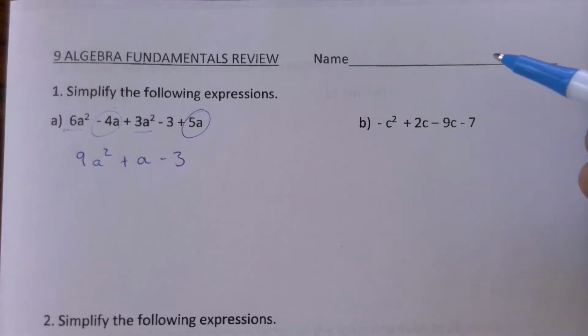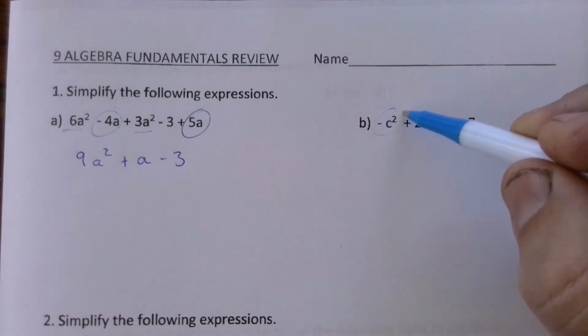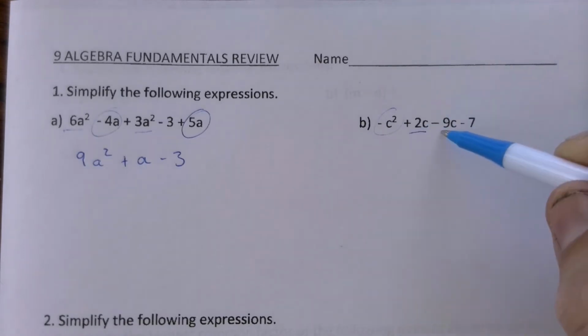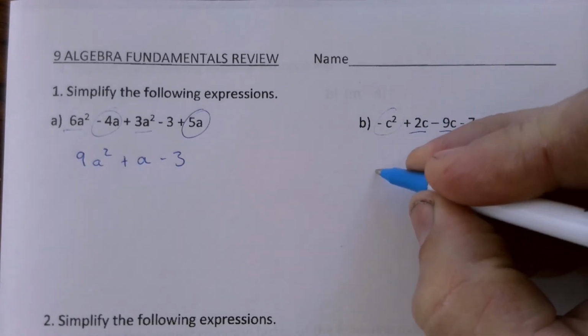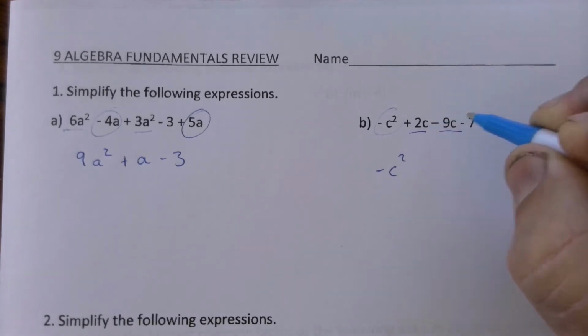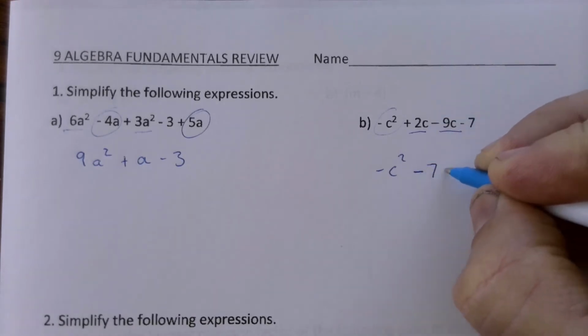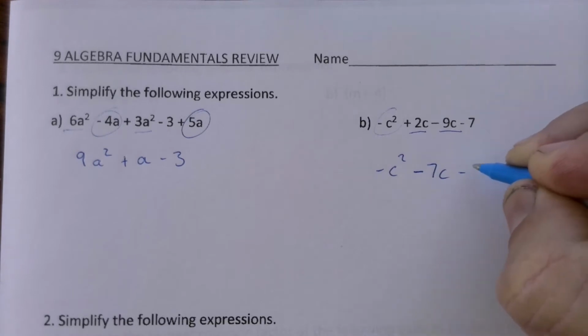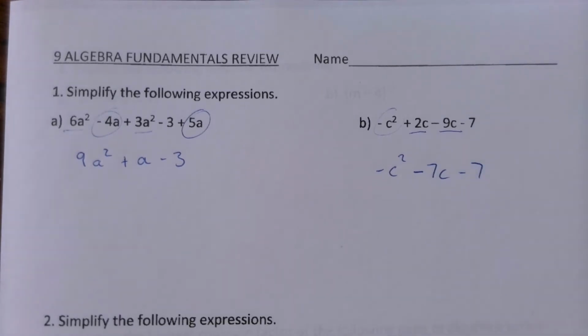In 1b, I'm going to collect like terms again. So I've only got these c squareds, but I've got a couple of c's that I can work with. So the negative c squared comes down. I've got 2 c's, and I take 9 c's away, leaving me with a debt of 7 c's, and I've got a negative 7 on the end.